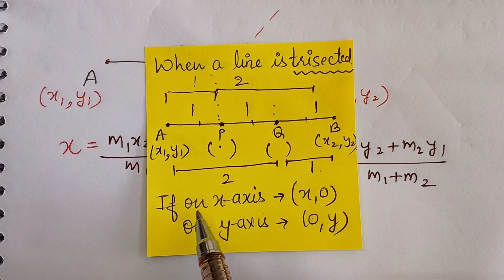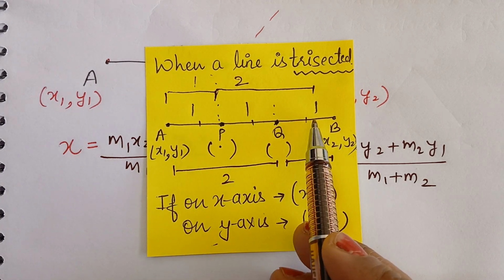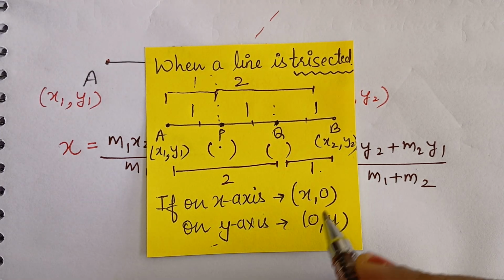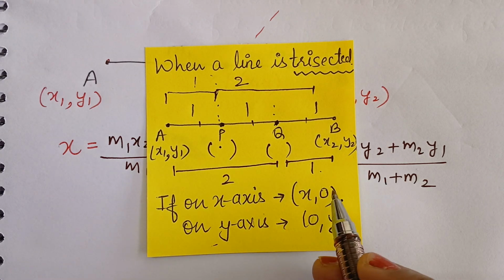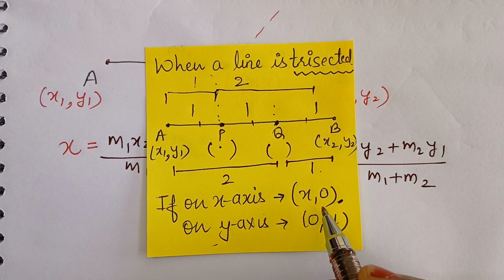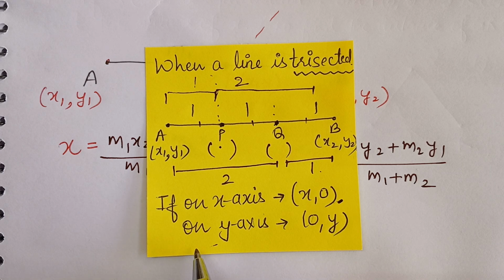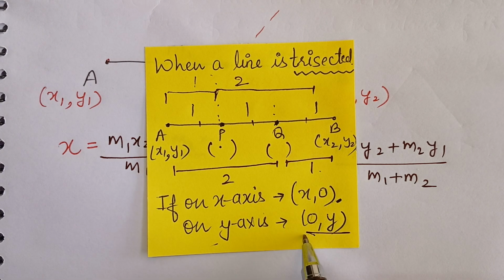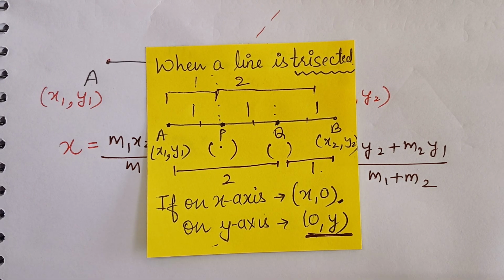And the other type is if a point is on x-axis, then we need to take the point as x, 0. Its y coordinate will be 0. As we are all aware of this, because if a point is on x-axis, its y coordinate will be 0. If a point is given on y-axis, we should take the coordinates of the point as 0, y.